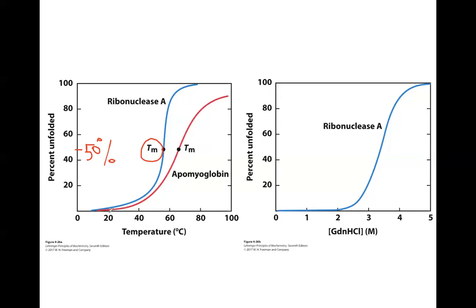And you can see the curve is pretty sharp, right? It's flat, and all of a sudden the first amino acid unfolds, and after that all the other ones unfold. So the transition is pretty sharp. Once you unfold one, you'll unfold them all very quickly. Apomyoglobin: apo stands for the myoglobin without the iron. Ribonuclease A, kind of the same thing.